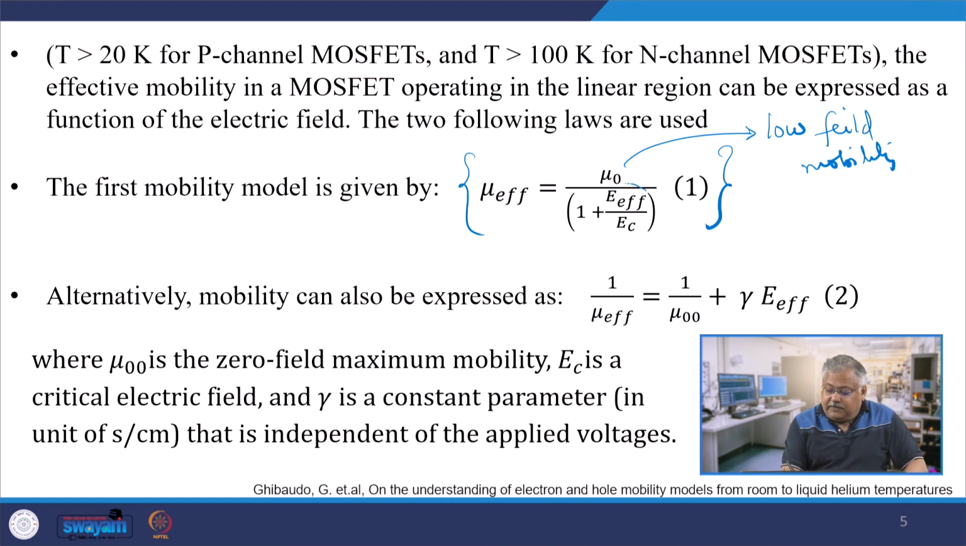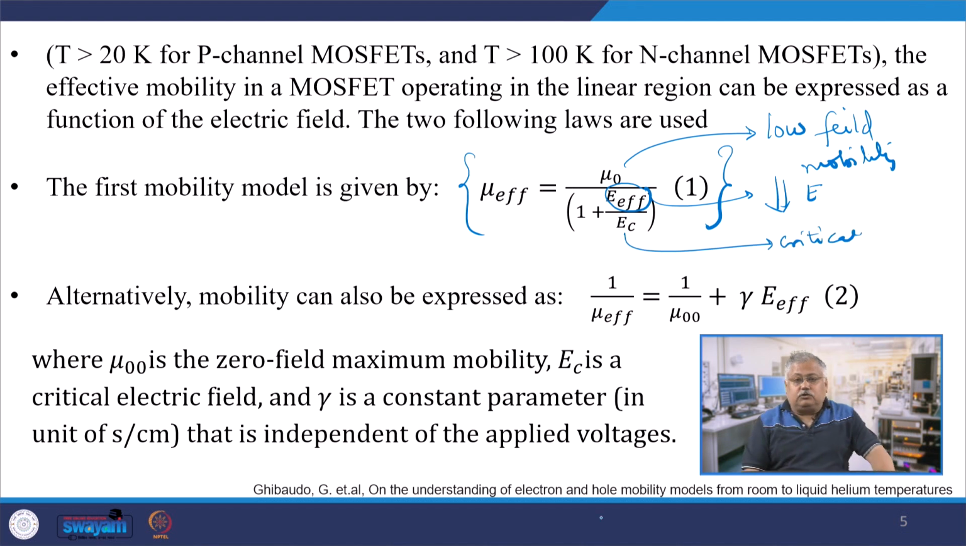E effective is the effective electric field in the transverse direction. This is the transverse direction electric field, and this is known as the critical electric field. So, when E effective becomes equal to EC, my overall effective mobility is half the low field bulk mobility. And that is what you get.